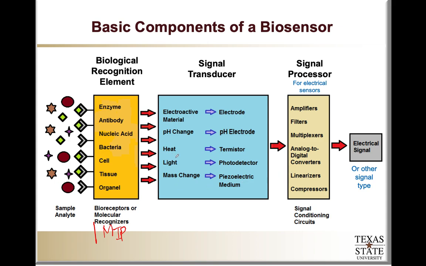If light was the output from this binding event, then a photodetector would be utilized to change that light into an electrical signal. And then finally, if mass change was what had happened, then a piezoelectric medium would be utilized to provide us an electrical signal. A piezoelectric material is one that accumulates electrical charge in response to a mechanical stimulus or mechanical stress.